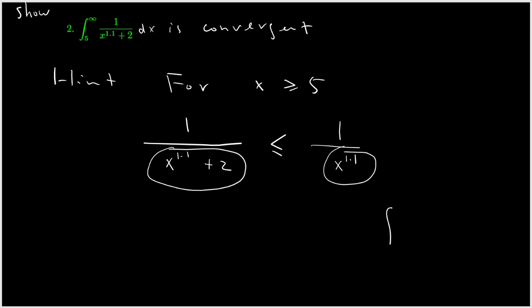So you have a bigger function, and the bigger function is convergent from 5 to infinity. The bigger function is the integral of 1 over x to the power of 1.1. This integral is convergent according to the conclusion for the type 1 p integral, right? This is a particular case where the value of p is 1.1, which is greater than 1. So this question is actually not that hard. You get a bigger function that is convergent.